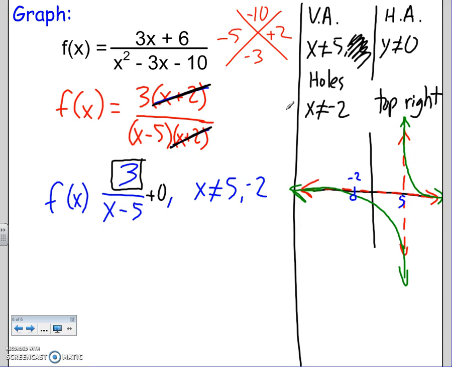And that's it. You can always check that picture in your calculator. Make sure you do the asymptotes first, then the curves, either top right and bottom left, or bottom right and top left. Then draw your holes, and that should be it.